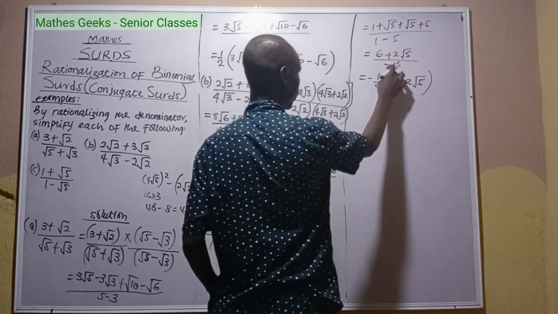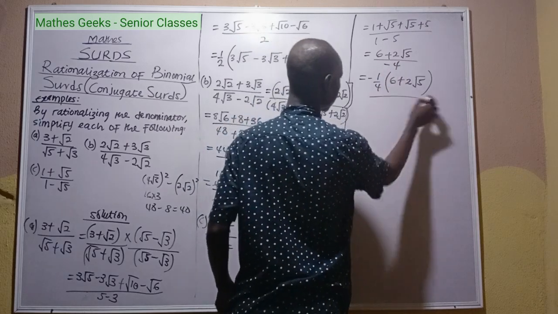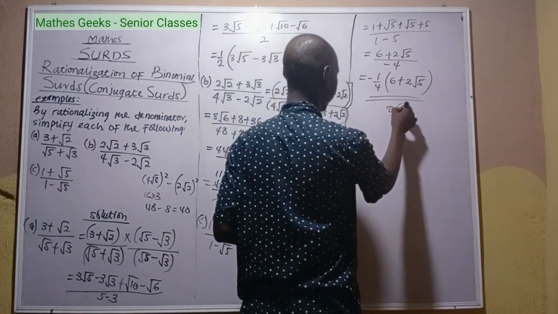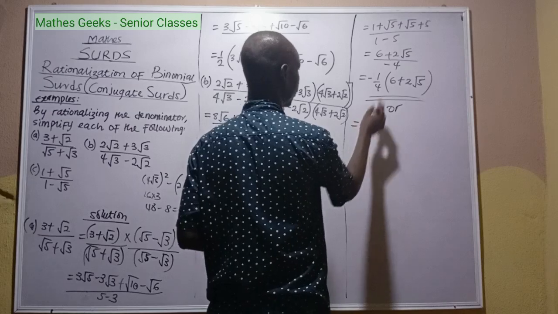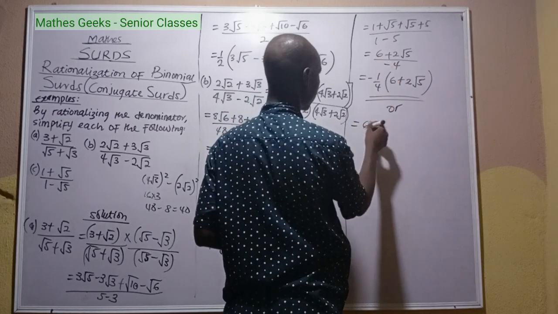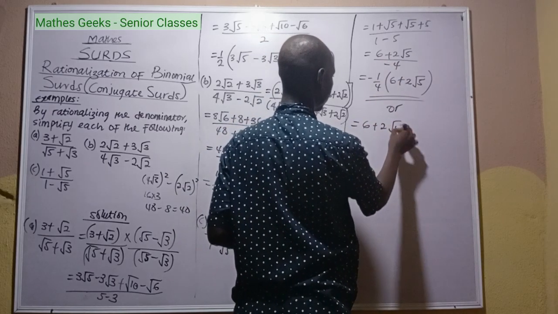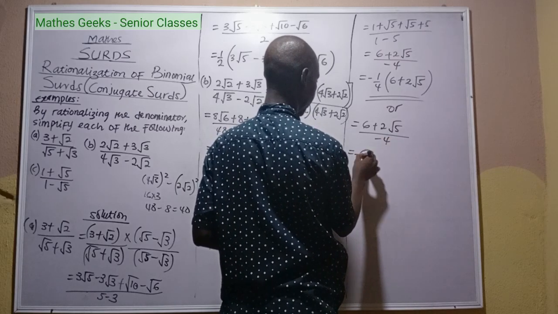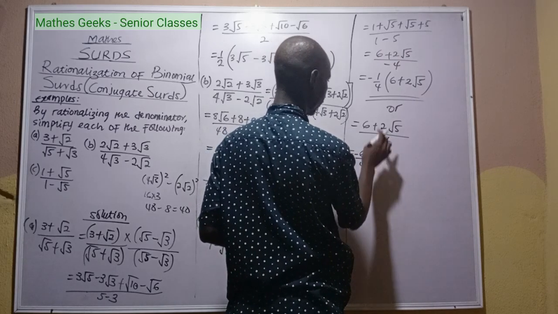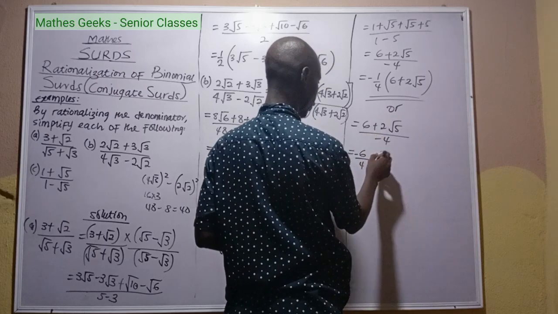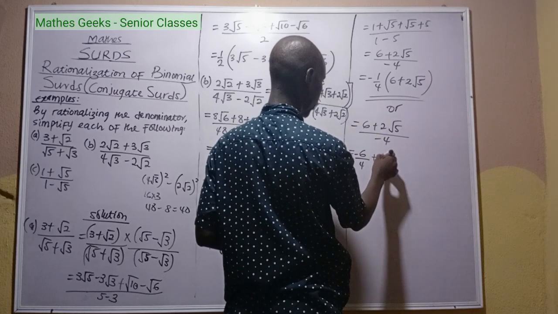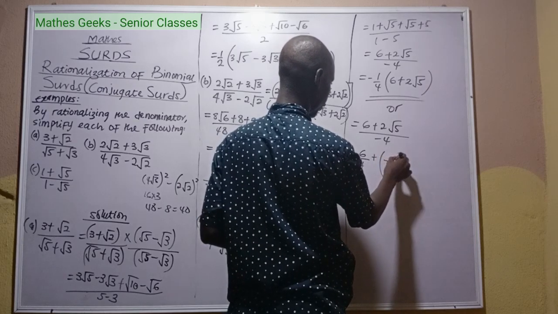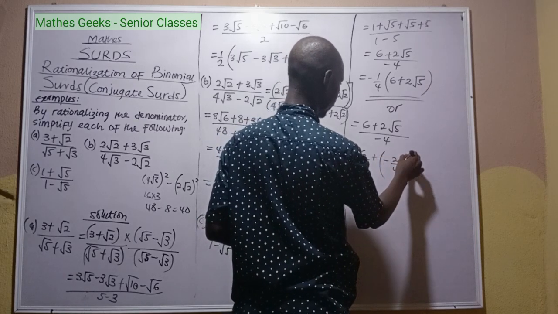So this is my final answer. I can also simplify that. I'm going to say, from here, 6 plus 2 root 5 over minus 4 is equal to minus 6 over 4 plus 2, minus, so this is plus, so plus 2 gets minus 2 over 4 root 5.